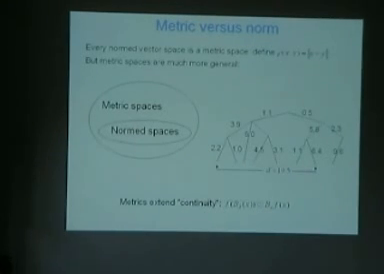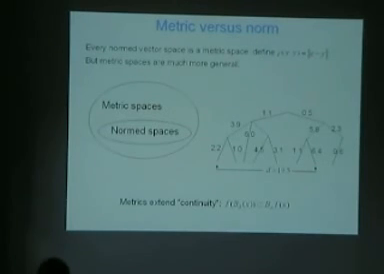Don't forget, you can think of metrics as extending the notion of continuity in the following sense. If you define continuity for me, choose any epsilon, form a ball around f of x, and then you can find a delta such that the delta ball around x maps inside of this. It's a funny way to define continuity, but it's actually useful.